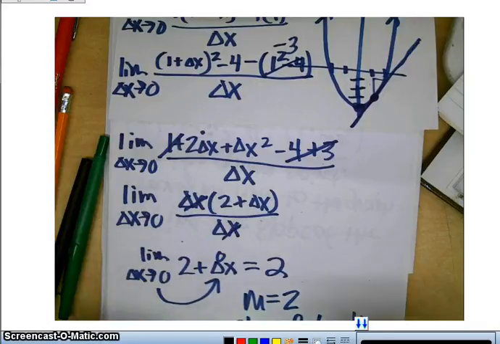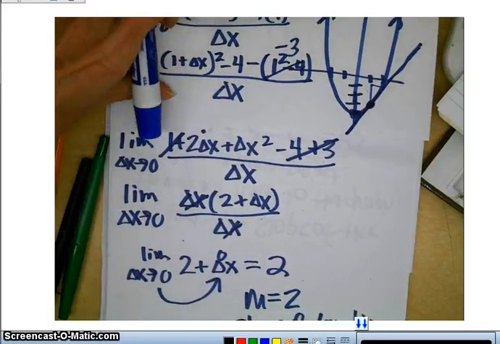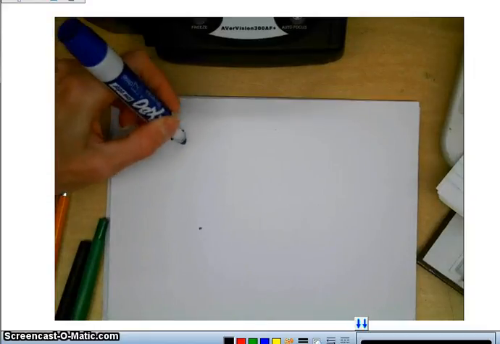I'm going to do another one real fast, but we're going to extend it just a little bit. Not only am I going to find the slope of the tangent line, now I'm going to write the equation of the tangent line.